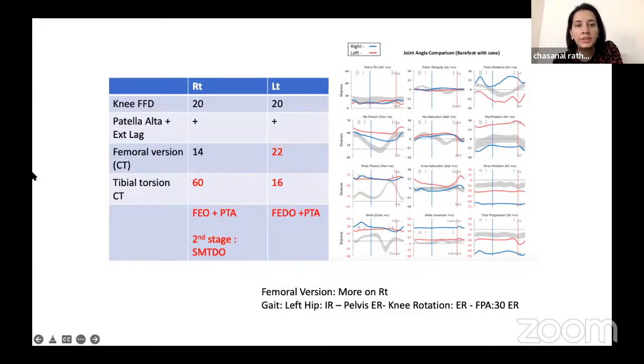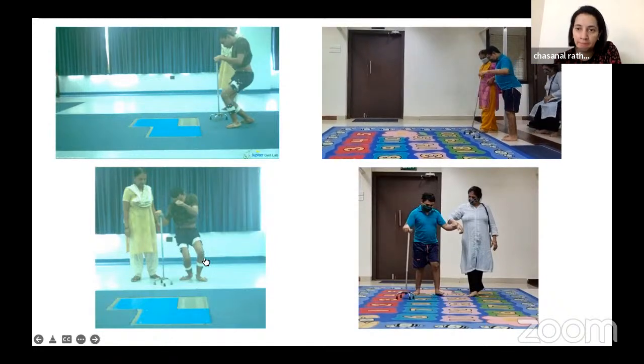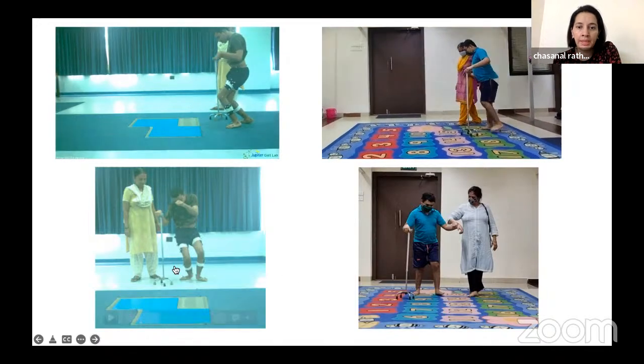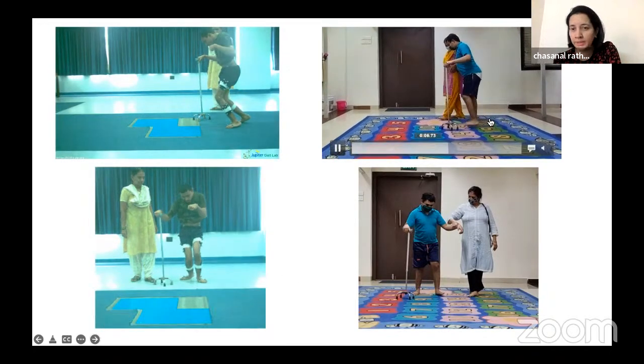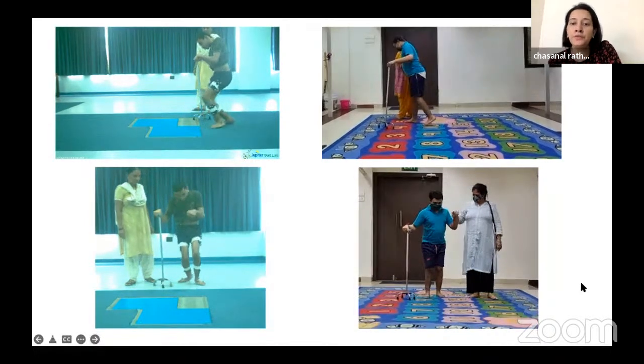So initially I had undergone hamstring lengthening already 2 years ago somewhere. And I've done a crouch correction with the FEO and PTA, and on the left side I did the derotation. And after a year or so, when I removed the implant, I did the tibia derotation again for him. So this is the pre, and this is around, I think, 2.5 or 3 years of follow-up now, 3.5 more.